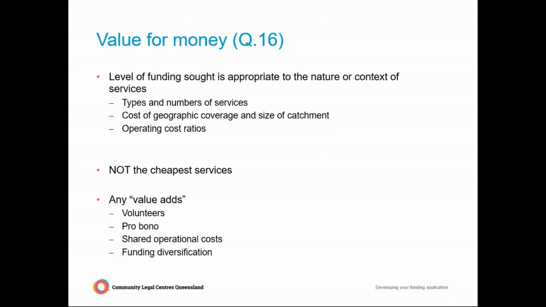So it's not about being the cheapest service, it's being able to justify why there's a particular ask and why that is necessary in the circumstances given your geographic and priority group situation. It's also an opportunity to talk about how you value add to the funding that you get, and we know CLCs are very good at doing that in terms of using volunteer support, pro bono. You might have some shared operational costs through co-locations. You might be pursuing diversification of funding streams that ultimately government benefits from.